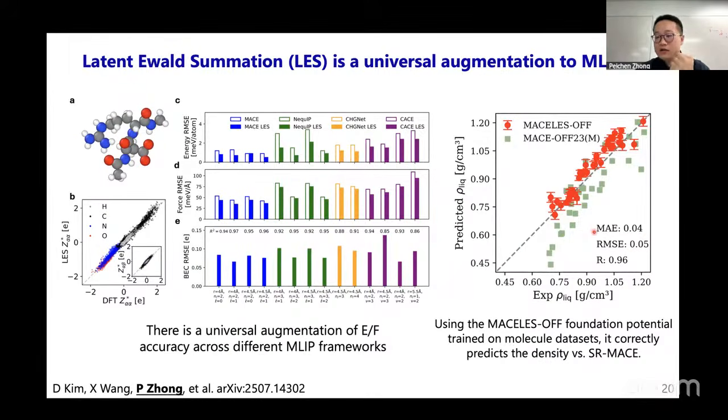Another nice result is that including the long-range interactions can give you corrections to derive the right physical quantities, for example, the density of organic liquid. If you do not include the long-range interactions, for example, that's the MACE off, the result is a little bit far away from the experimental observables. But after the long-range interactions have been turned on with the latent Ewald summation augmentation, you can see the error is much more reduced.